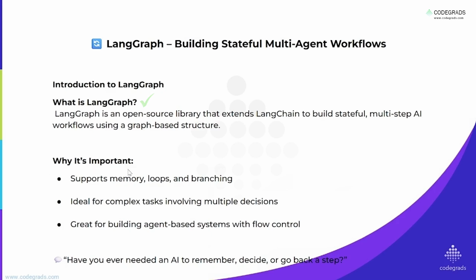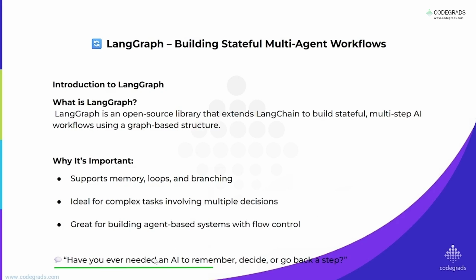Now, we'll see why it's important. It supports memory, loops, and branching, ideal for complex tasks involving multiple decisions, and it is great for building agent-based systems with flow control. Generally, modern AI applications are multi-step, not just input and output, interactive, need reacting or confirming, and stateful, requiring memory between steps. LangGraph solves this by giving structure to the LLM workflow. This is the most important one. LangGraph manages state, routing, and conditions, letting you build reliable and testable systems. So this is the importance of LangGraph.